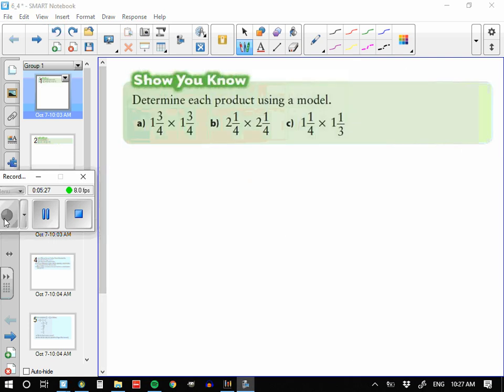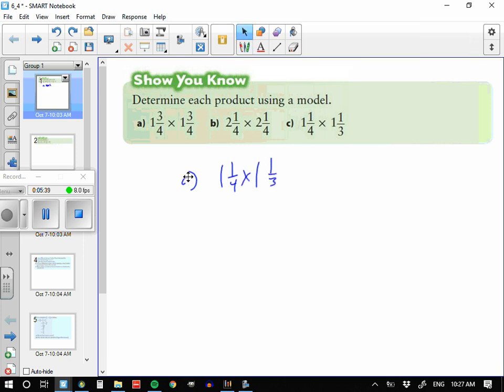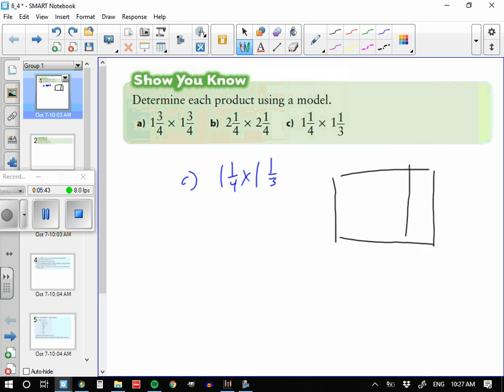So because these videos are so labor intensive, these questions, I'm just going to skip B and go right on to C. And C says 1 1/4 multiplied by 1 1/3. So my rectangle is going to have a length of 1 1/4, and a width of 1 1/3.